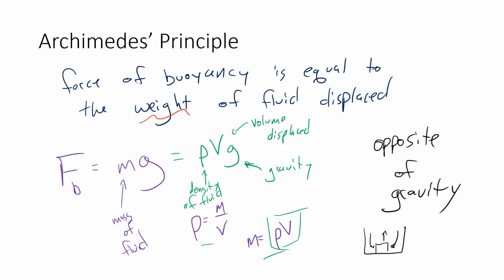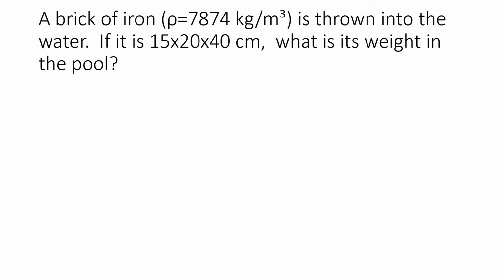Okay, so let's do a practice. We have a brick of iron, with a given density, thrown into the water. If it's this by that, what is the weight in the pool? So it's going to weigh less than it would normally, right? I think we all are aware of that. Let's draw a picture of what will happen here. So here's the pool. Here's our brick of iron. Oh, hold on. Iron has to be red. So there is the iron.